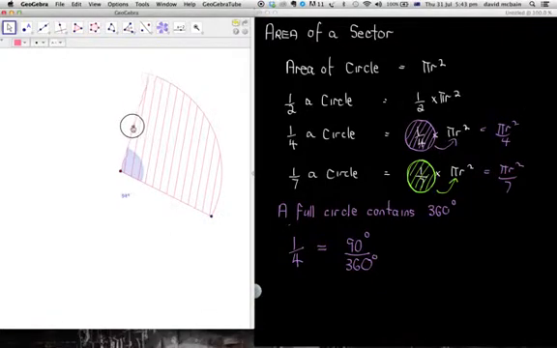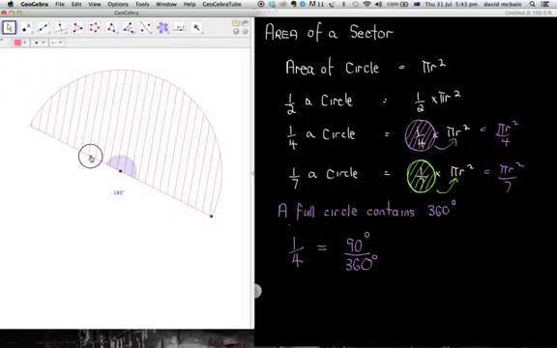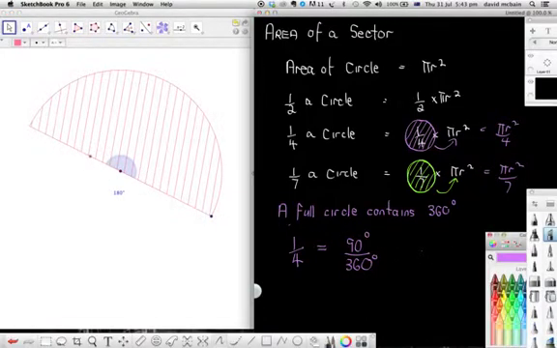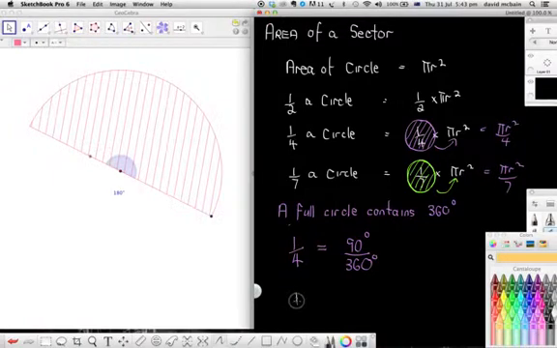Let's go around to half a circle, which is 180 degrees. So half a circle, which is a semicircle, would contain 180 degrees out of a possible 360. So it's 180 divided by 360. So the fraction of the circle we've got, in this case a half, is the number of degrees in here divided by 360. Let's look at 3/4 of a circle.